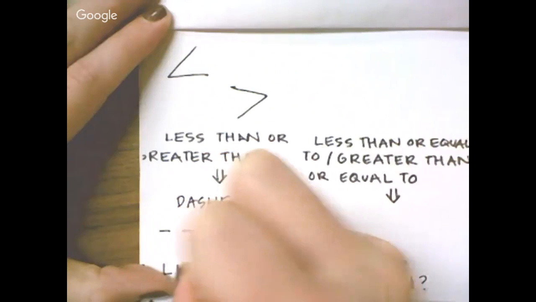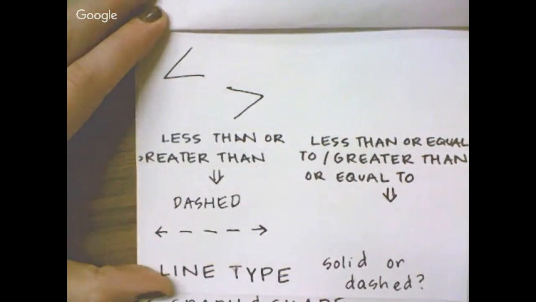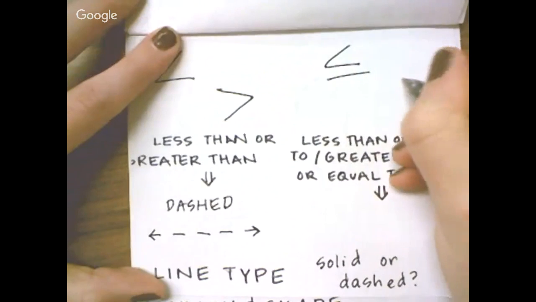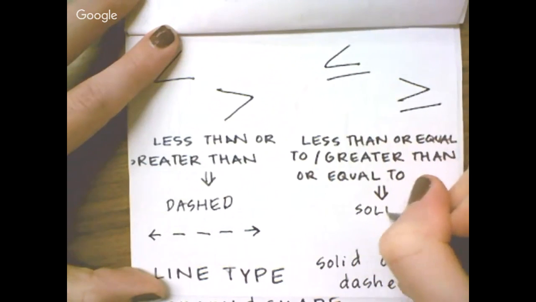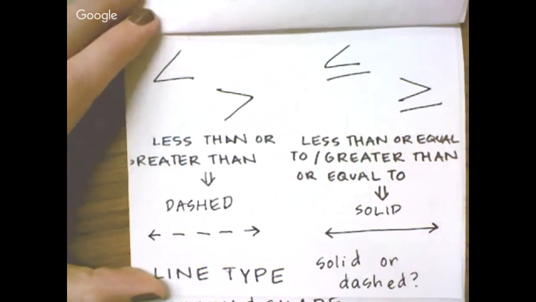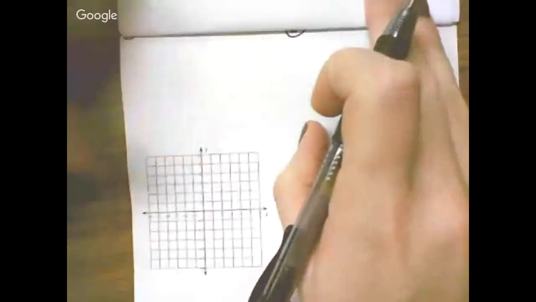That means when I graph, I'm going to graph with holes in the middle. It's like having an open circle. If I'm talking about less than or equal to, or greater than or equal to, then I'm going to have a solid line. So this is our standard way of graphing. So let's go back to those two examples.